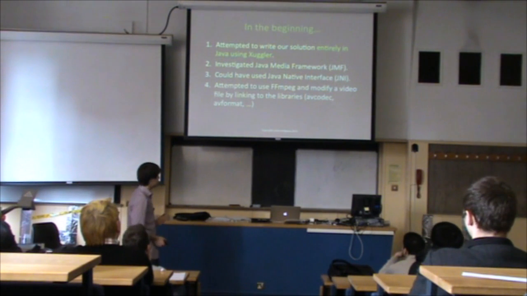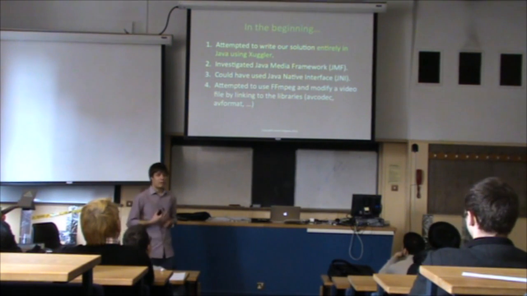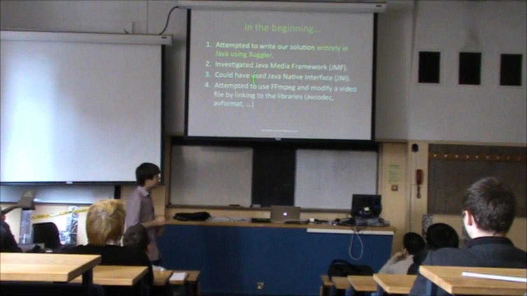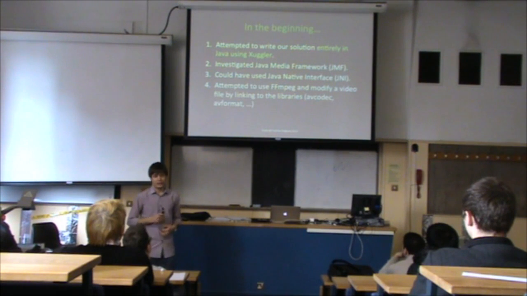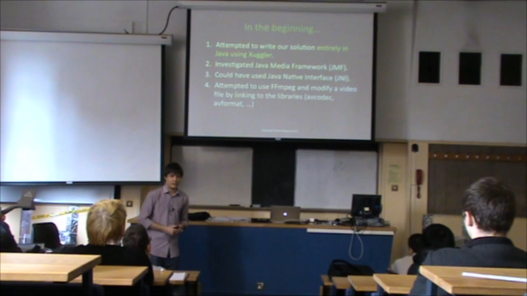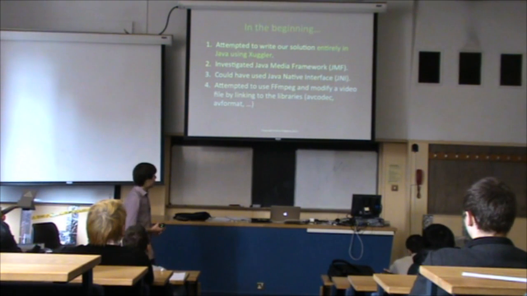In the beginning, I attempted to write the solution entirely in Java using Xuggler, but that proved to be a complete failure, and that's where I experimented with things like changing the colours of individual pixels to hide information in images. But it also didn't allow me to change these motion vectors, which is a technique that I found after, and that's what I really wanted to do.